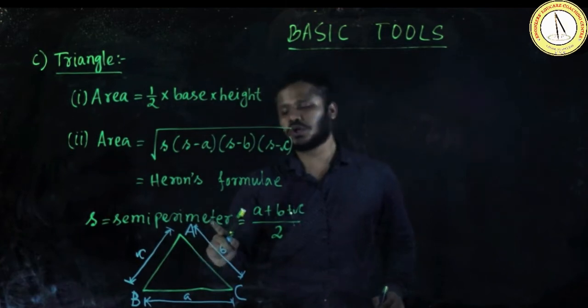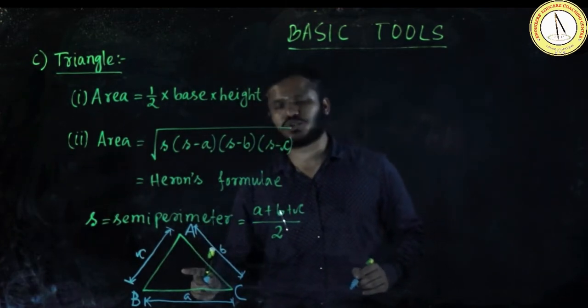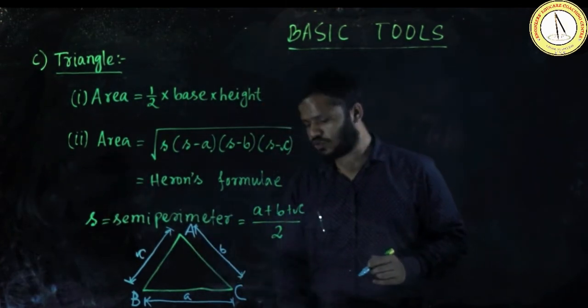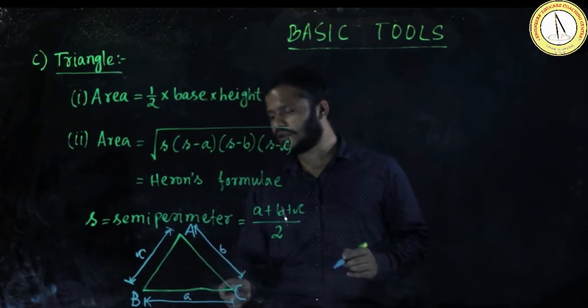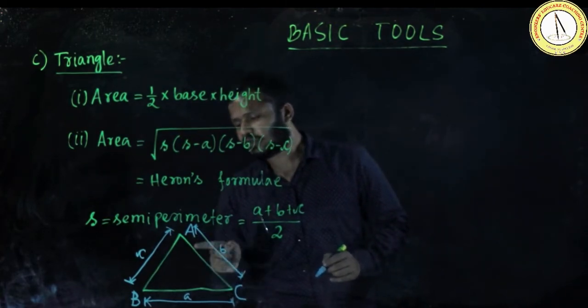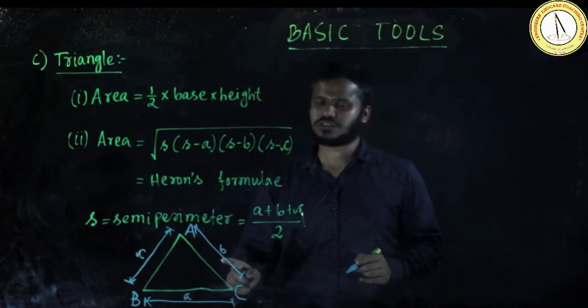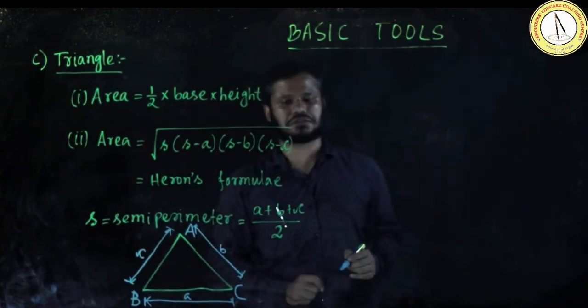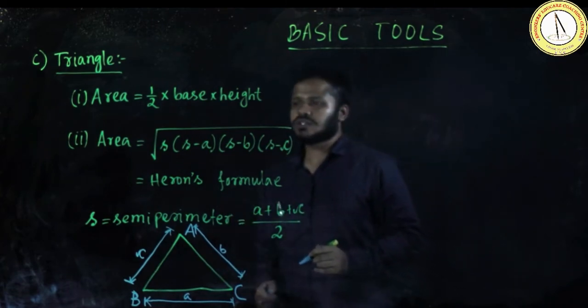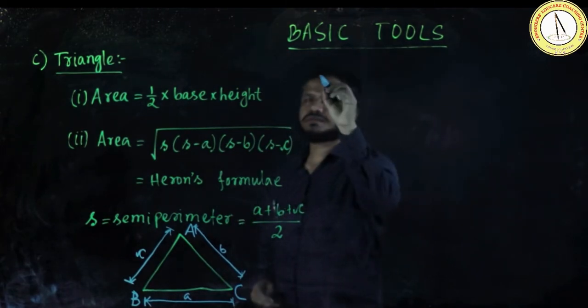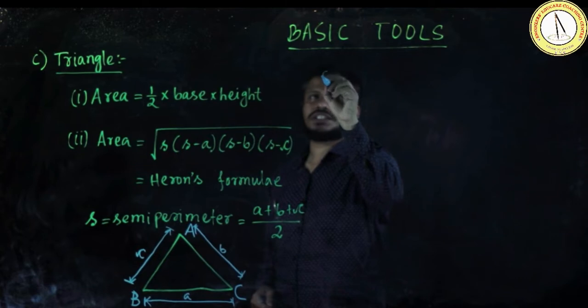You should always remember how the figure is drawn. What is the easiest way to remember how the figure is drawn? Side opposite to angle A is called small a. Side opposite to angle B is small b, and similarly for C also. So next, number D.